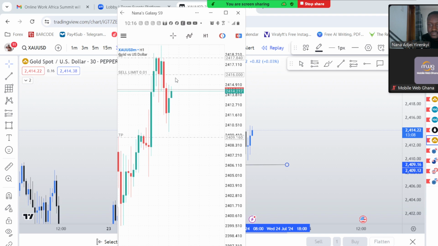So let's say price gets to this point and it starts selling and gets to this point, it's going to close our trades and then add our profit back to our balance. Okay, so this is how we set these pending orders. We have the instant execution, that is market execution, or we can have the sell limit, buy limit, sell stop, and the buy stop.